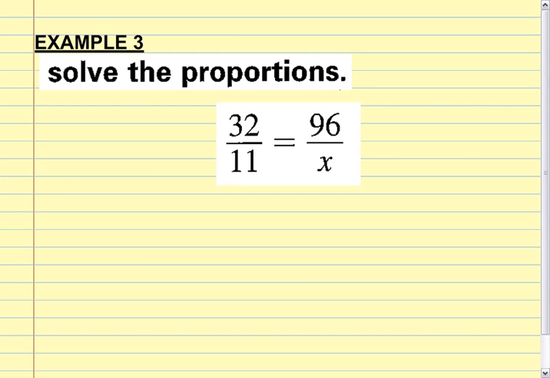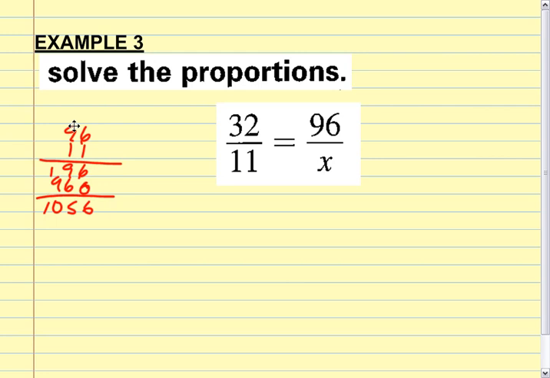96 times 11. Now, let me say something, Emma. You've got a calculator, but I'm not going to use the calculator. I'm going to do it by hand. Times 11 is easy. I just move it. It's 96 over 96, 0. Then add them up. 1,056. All right, is that right, Emma?